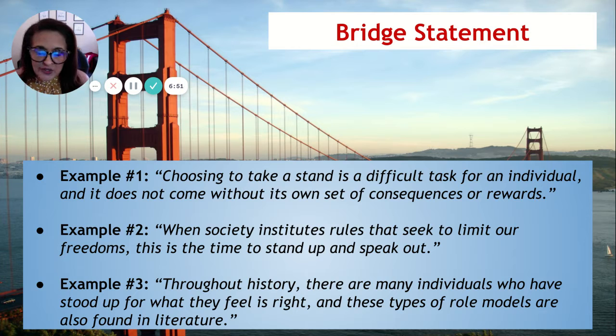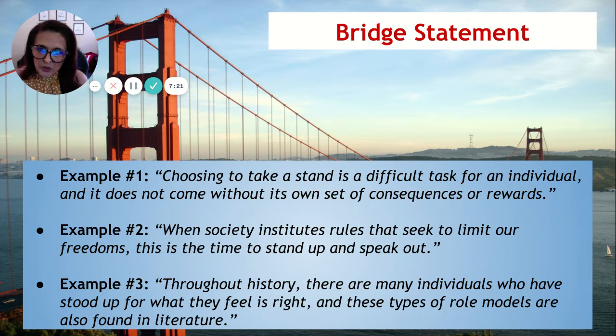Number 1, choosing to take a stand is a difficult task for an individual, and it does not come without its own set of consequences or rewards. Example number 2, when society institutes rules that seek to limit our freedoms, this is the time to stand up and speak out. And finally, example number 3, throughout history, there are many individuals who have stood up for what they believe is right, and these types of role models are also found in literature.